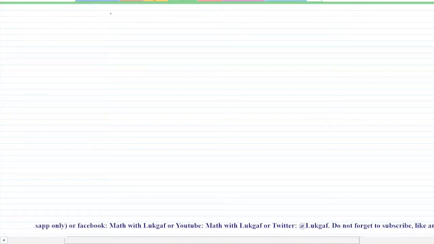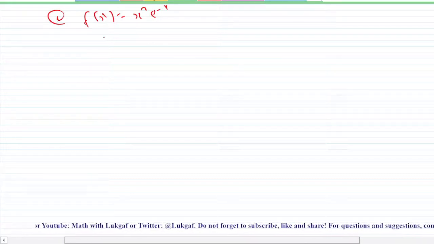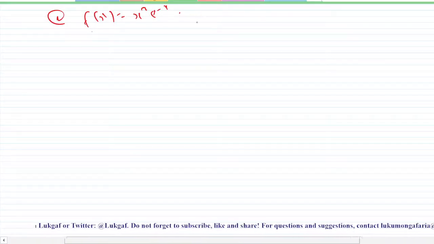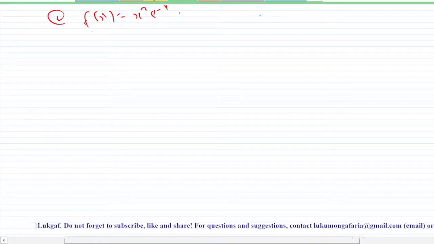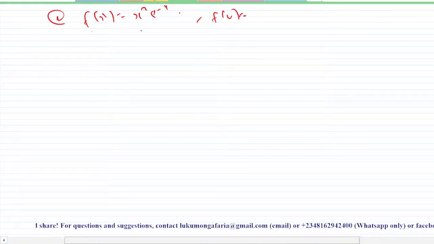Okay, for the second question, when you have your f of x equal to x squared e raised power minus x, that's not difficult. What are you going to do? You can find your f of 0 directly from here. That is what? 0. Okay, now let us find my f prime of x.